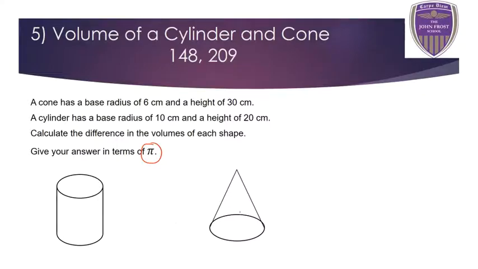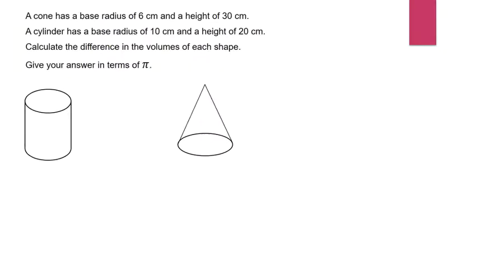Okay, so one of the first things we need is a sketch of a cone and a sketch of a cylinder to help us with the information that we're going to use. So the cone, we'll come to the cone first. So the cone's got a base radius of 6 centimeters. So if I draw that in, the radius is from the center to the outside, so that's 6 centimeters. And it's got a height of 30, so that's the vertical height, not the slanted height, of 30 centimeters.